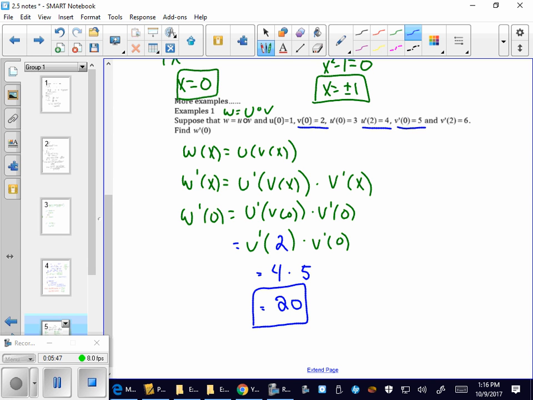Okay, and we did not necessarily need to use all the pieces up there, but they were given to us. So just know that they might give you everything you need, but they might give you more than you need too. So, okay, that is the derivative given a bunch of values using the chain rule.